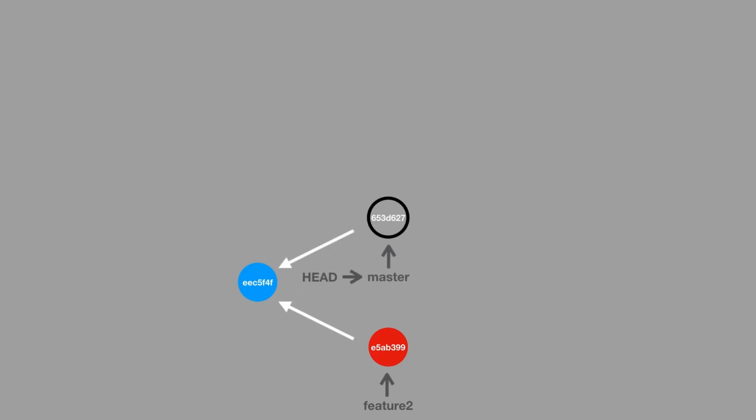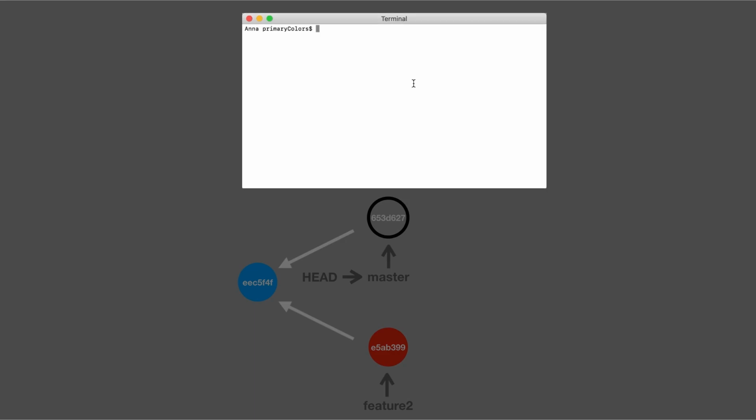Now we can see that we've added commits to both the master branch and the feature 2 branch. So now we decide we want to merge the feature 2 branch into the master branch. Let's see how we do that. So we can see that we are on the master branch. And now we type in git merge feature 2.